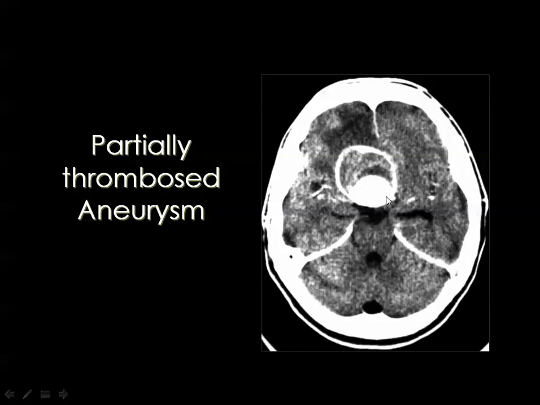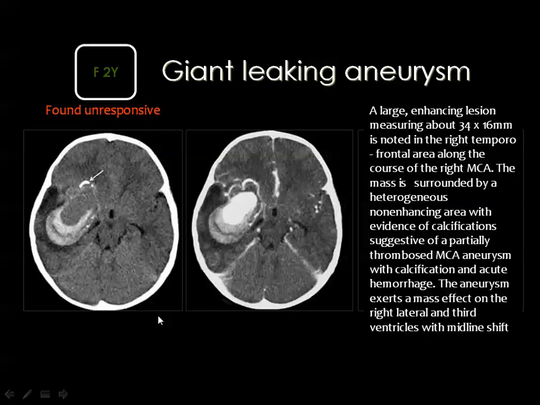And here, this is a giant aneurysm in the suprasellar area. This is the patent lumen, which is homogeneously enhanced, and this is the thrombosed lumen, which shows the mural thrombus inside the aneurysm. Then this is the case of a leaking giant aneurysm in the middle cerebral artery territory.